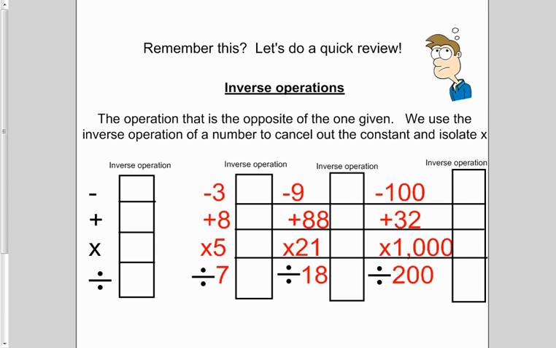So I have a little warm-up for you. I would like you to, in each column, write the inverse operation of the number that you see in red. First, start with this column. Just tell me what's the inverse operation of subtraction, addition, multiplication, division. Then what's the inverse of -3 in the box, etc. So please pause the video, do that, and then you can check your answers.